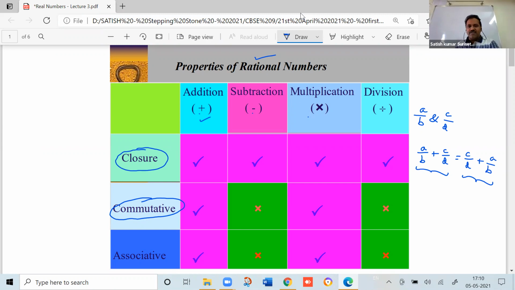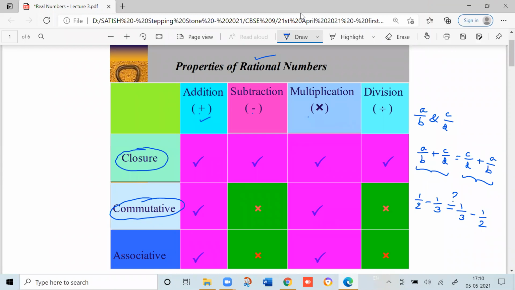Now, what about with respect to subtraction? Let's take an example. Is 1/2 minus 1/3 the same as 1/3 minus 1/2? No, sir. That's why rational numbers do not satisfy commutative property with respect to subtraction.